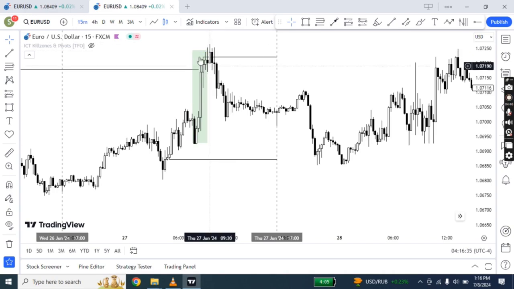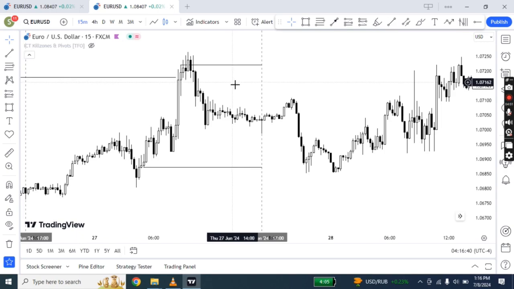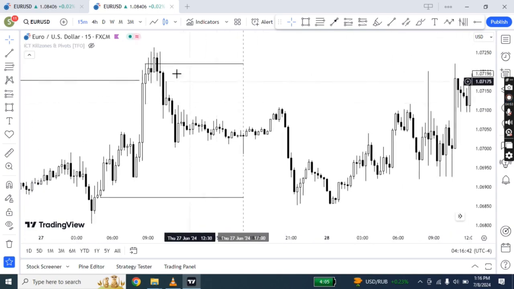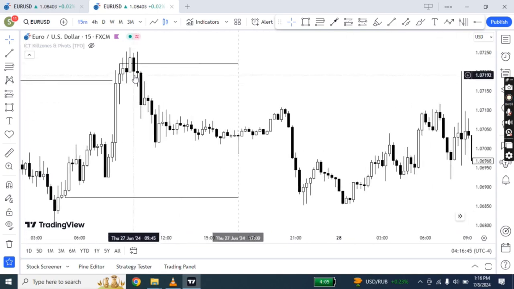So based on these factors, I expected a reversal, but obviously I couldn't just short right away, right? I had to first wait for a confirmation and wait for my entry model, which is basically a model one entry which formed right here, and I traded that.